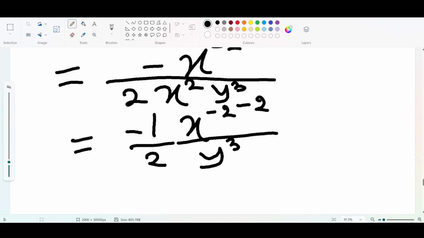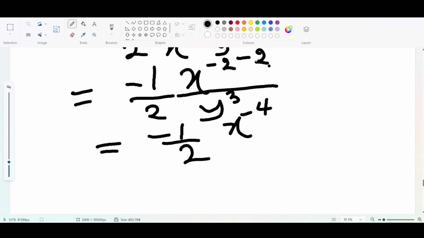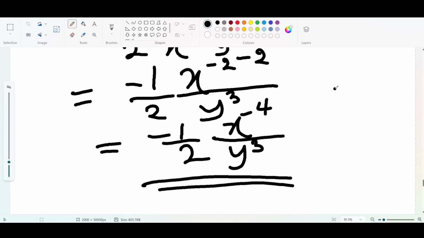So now this is going to be minus 1 all over 2 x raised to power minus 4, because minus 2 minus 2 is going to be minus 4. Then y raised to power 3. So this is going to be our final answer.